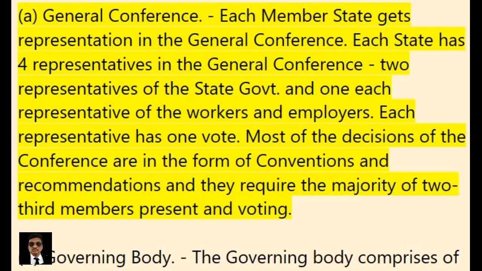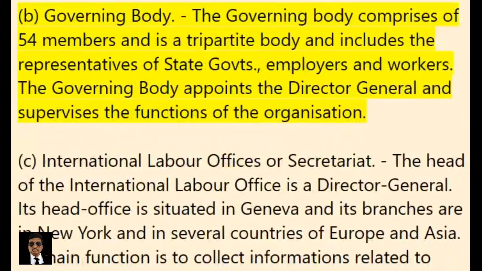Most of the decisions of the conference are in the form of conventions and recommendations, and they require the majority of 2/3 members present and voting. B. Governing body. The governing body comprises 54 members and is a tripartite body and includes the representatives of state governments, employers and workers. The governing body appoints the Director General and supervises the functions of the organization.